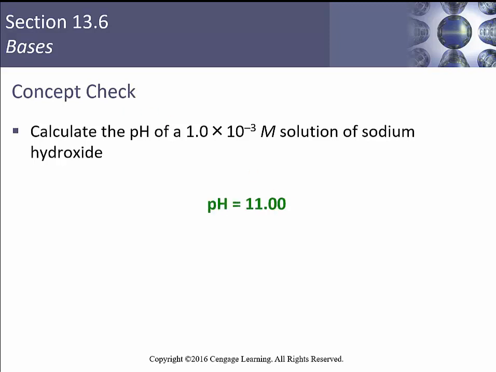You should get a pH of 11. And that makes sense because sodium hydroxide is a strong base, so you should be closer to 14 than you are to 12. Let's calculate the pH of a 1.3 times 10 to the minus 3 molar solution of calcium hydroxide. All right, pause for a second, come back. All right, it's 11.3. Why is it 11.3 and not 11?